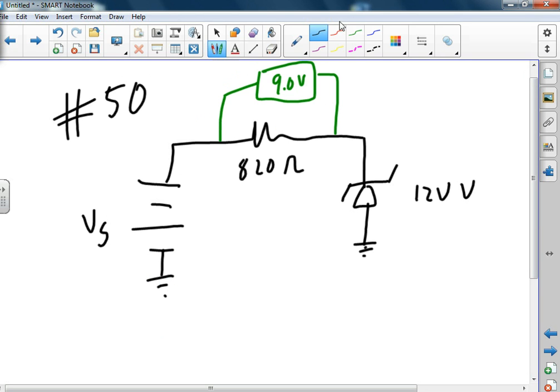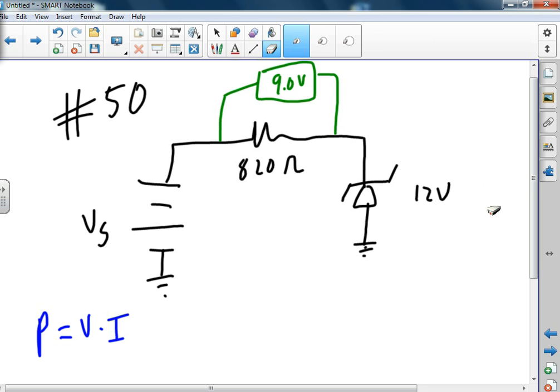Well, the last time I looked, power was voltage times current. Do we know what the voltage is? Yes. Do we know what the current is? The voltage across a 12 volt Zener is going to be what? 12 volts. So we know what the voltage is because it tells us. The chances of the voltage not being 12 volts is next to none.